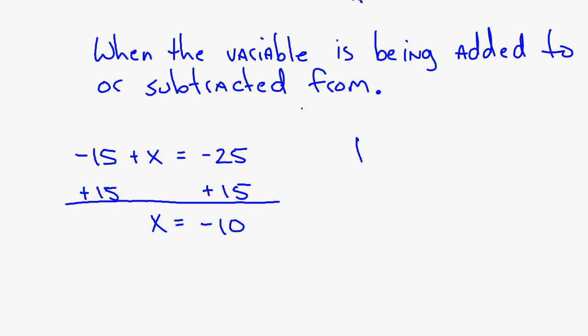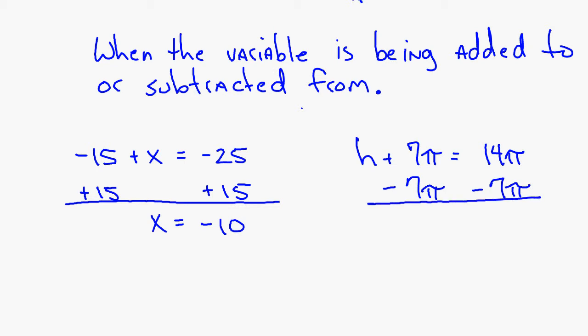Again, if the variable h plus 7 pi equals 14 pi, in this case you're going to subtract 7 pi from each side. And that leaves you with just the variable on the left-hand side of the equal sign. So h is going to be equal to 14 pi minus 7 pi, which is 7 pi.